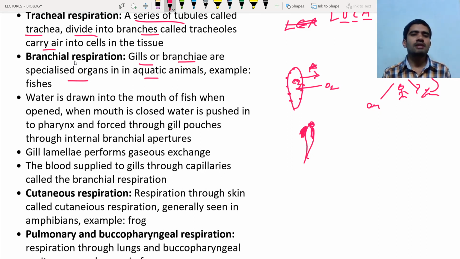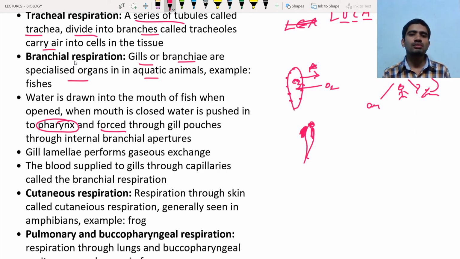Such kind of gill appearance or gill presence is known as branchial respiration. First, when the fish opens its mouth, the water will be taken into the mouth. When the mouth is closed and the lower jaw is raised upward, the water will be pushed into the pharynx.